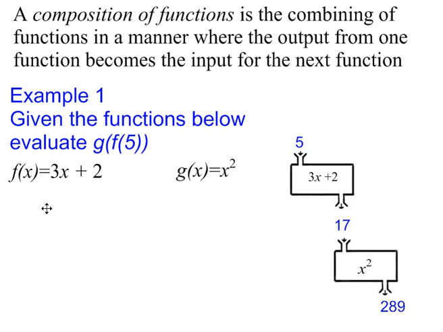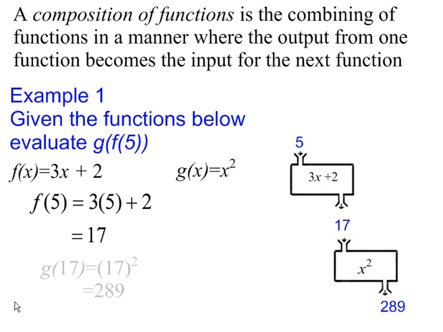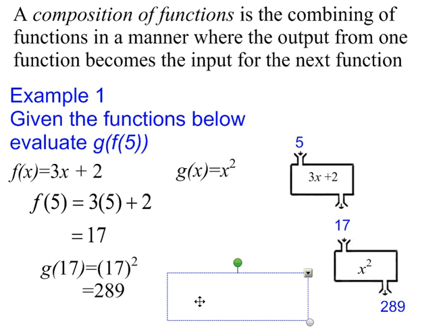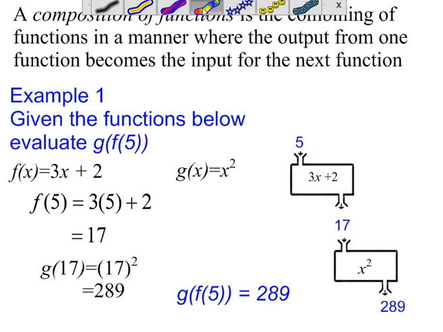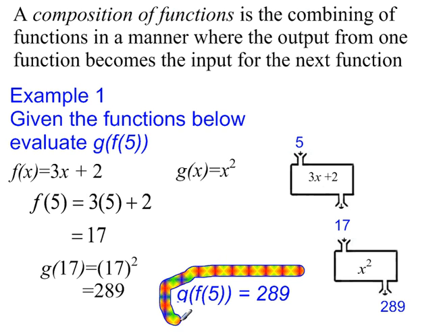You can also work it out this way. First find f of 5, that's 17, and then find g of 17, and that's 289. So g of f of 5 is equal to 289. That is our final answer.